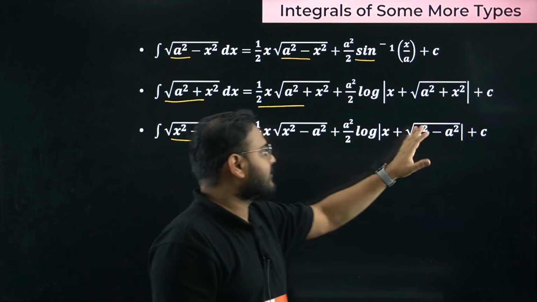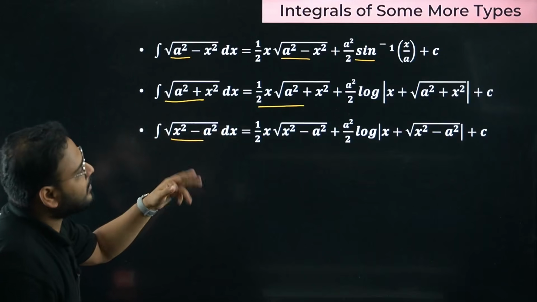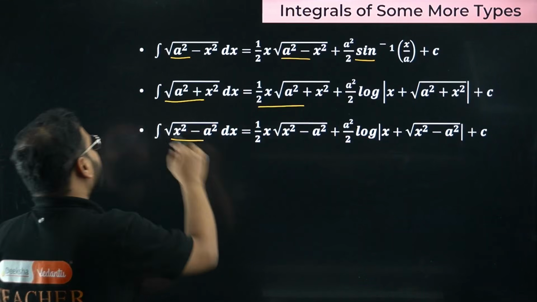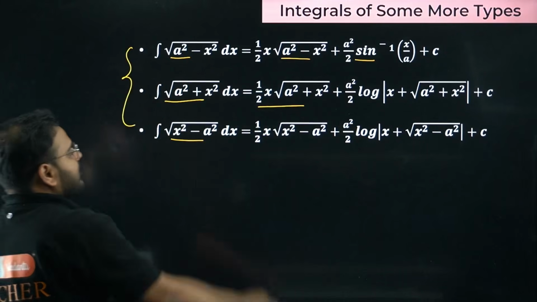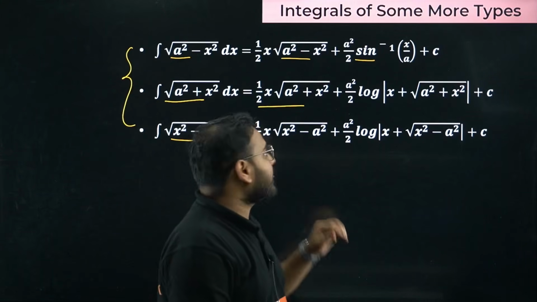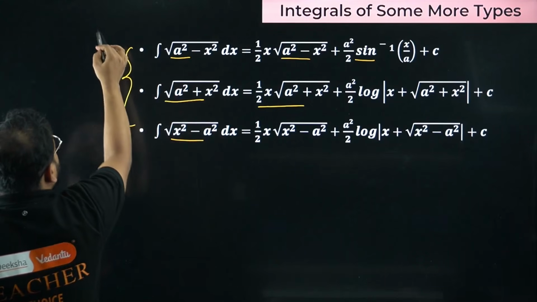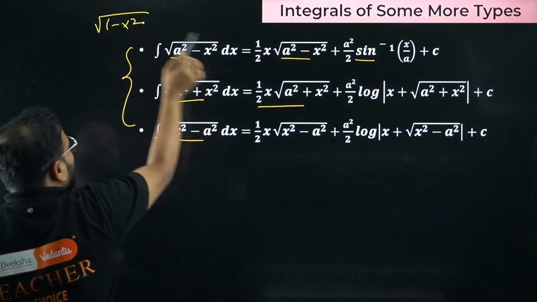Log with the same thing, x plus x square minus a square. So not much difference, is there? You can see it's simple to remember. The pattern is very simple to remember. Okay, so 1 by 2x and a square by 2 is common. Whenever you have this form, 1 minus x square form, only sin inverse will come.